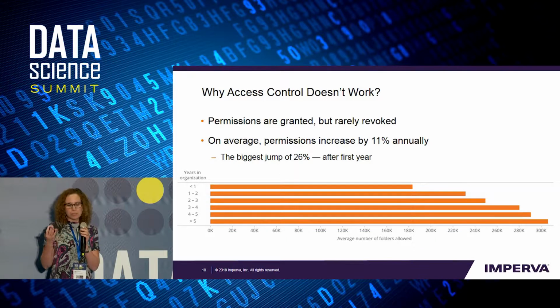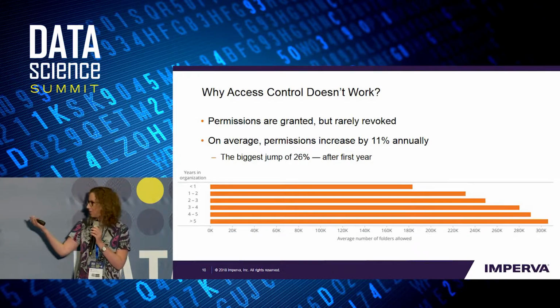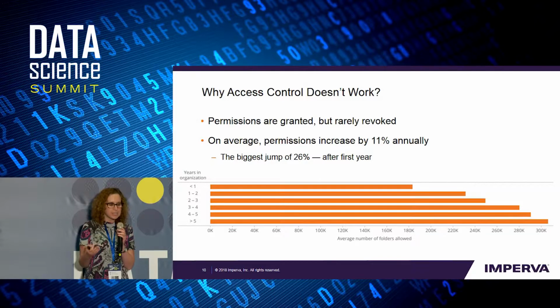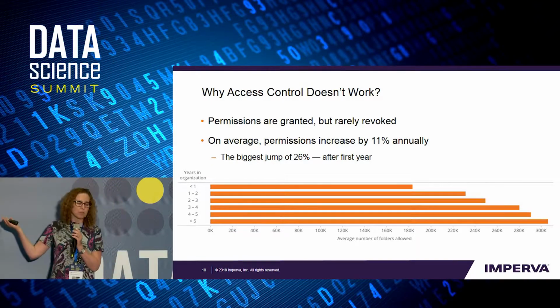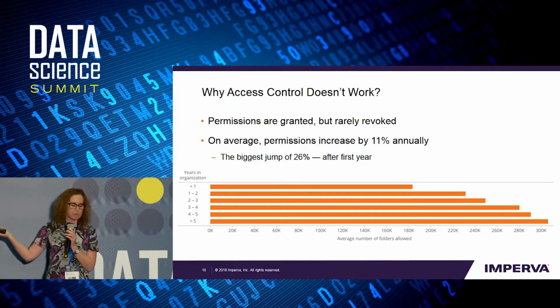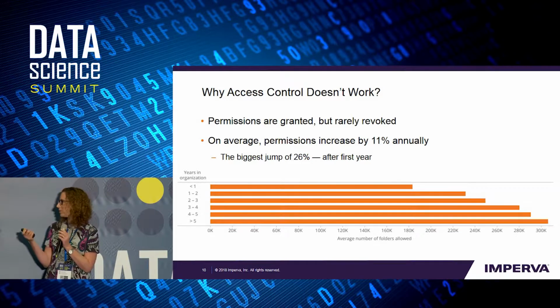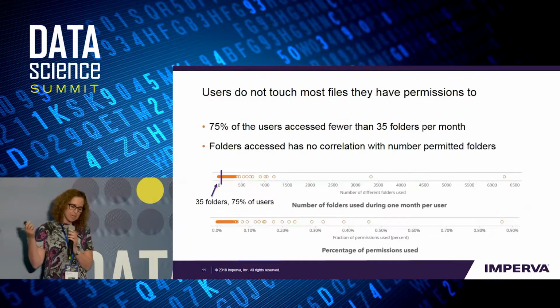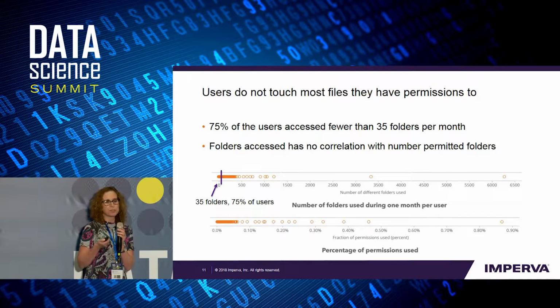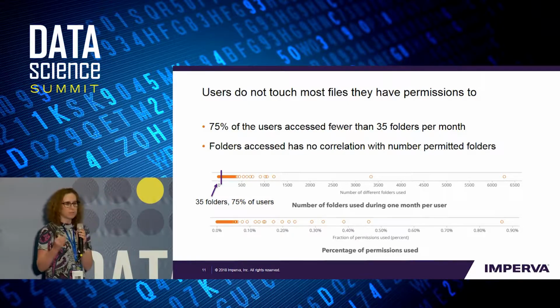But when you think about it, it's not really supposed to be like that. When I work more years in the organization, maybe I need to access different folders, but definitely not twice as many as the folders I accessed in the first year I worked in the organization. The reason for that phenomenon is that permissions are granted on a need-to-know basis, however many times they are not revoked. Another interesting phenomenon we discovered in our research is that 75% of the users access less than 35 folders per month.